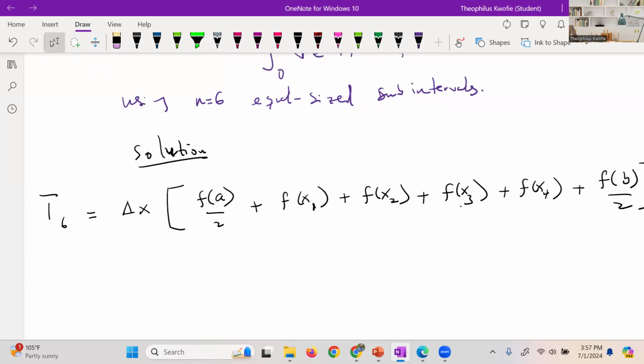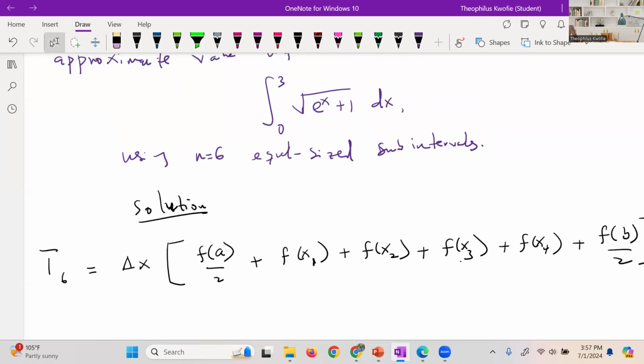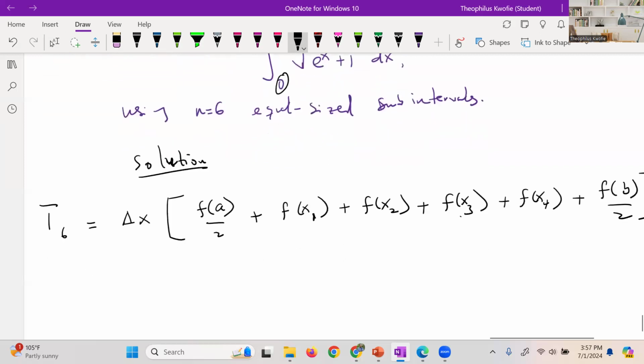Now, what we need to do is find our f. Remember, our a is the lower limit of this definite integral, and b is the upper limit. Now the next thing we need to do is to find our delta.